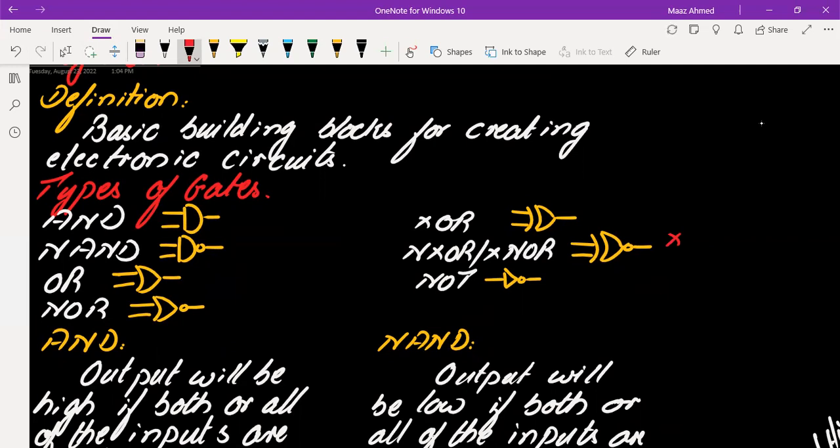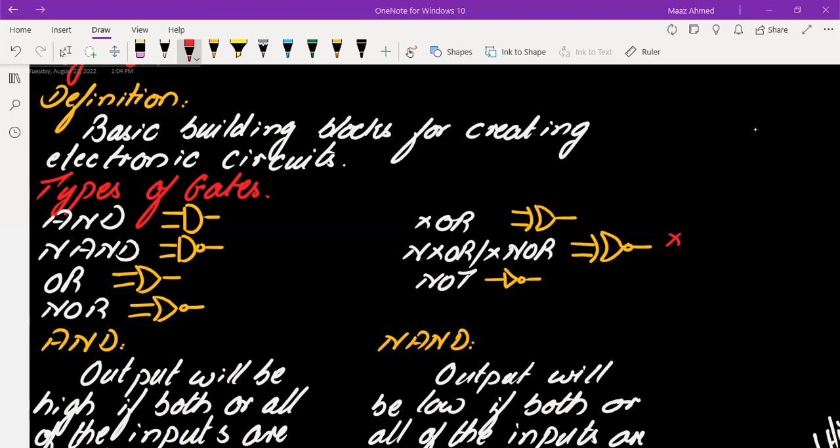Now, can anyone tell me, if I'm going to have a symbolic representation for the AND gate and the NAND gate, what is the basic difference you can figure out between the symbols of the AND gate and NAND gate? Yes, there is a circle, a dot or a circle. That is the reason the NAND gate is also known as the bubbled AND gate.